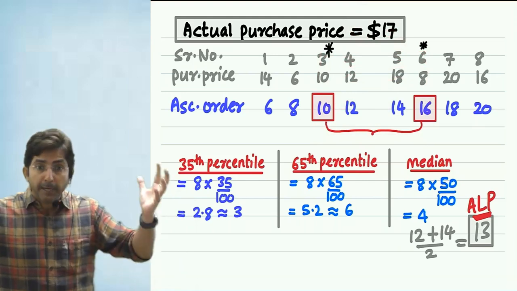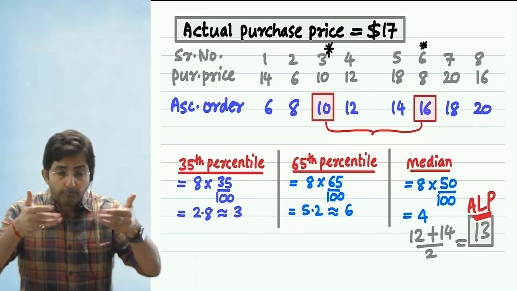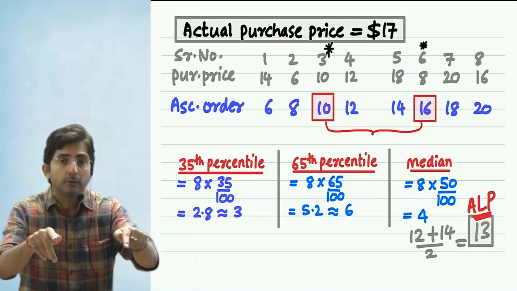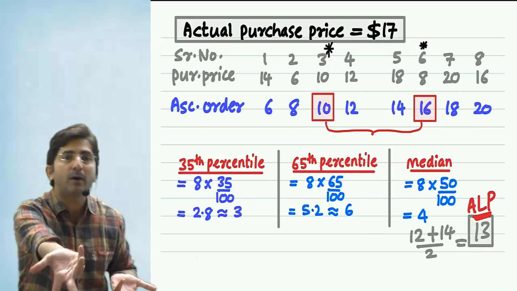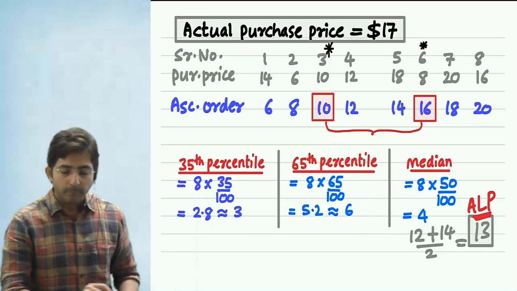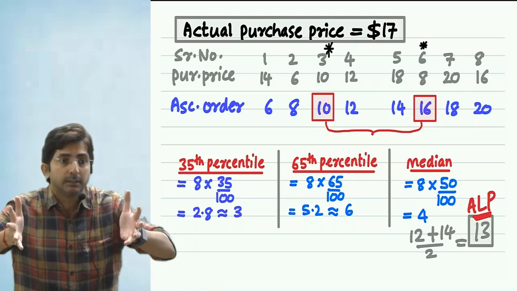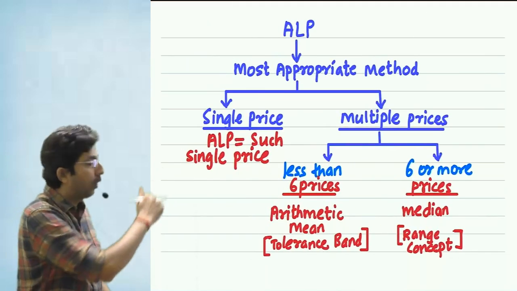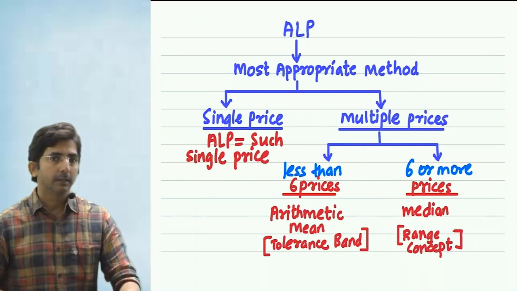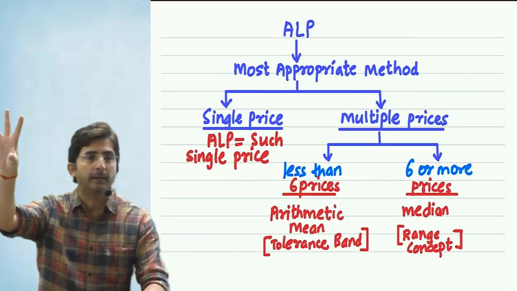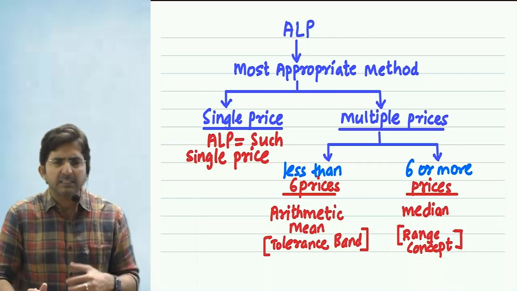Imagine in a big data set, when you come into the central range, if your price falls in that center, you are allowed to show that much. So that is nothing but a tolerance band, only one way. But we don't call it a tolerance band, we say you are given a range. You know, this method is popularly called what? Range concept. If you are working in the Big Fours, or in some transfer pricing department, this term is very famous, range concept. People call this range concept.